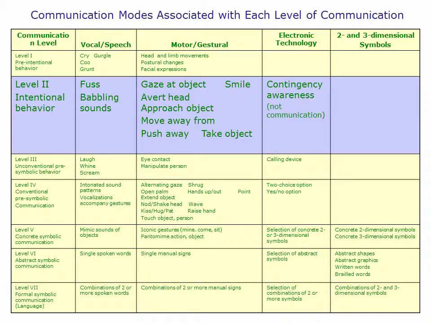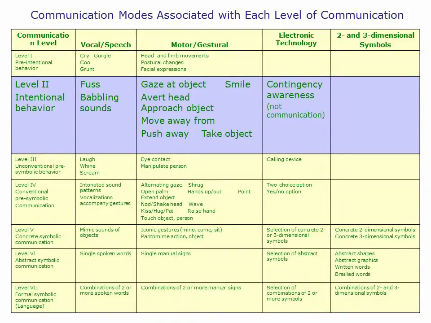At level 2, the child's behaviors are now intentional. Vocalizations, motor movements, and facial expressions become more varied and are under the child's control, although the child still doesn't produce them with the goal of communicating something to someone. At this stage, the child may be quite self-sufficient, filling her own needs by grabbing something she wants or pushing away something she doesn't want.